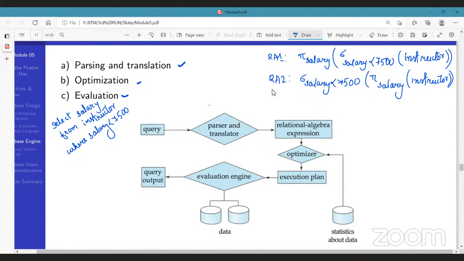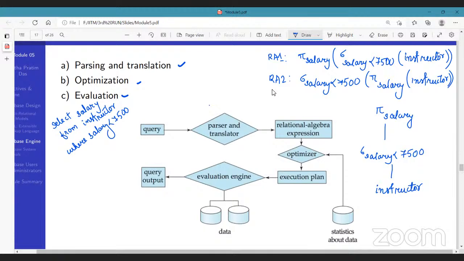The translator will generate the relational algebra in a query tree form. These relational algebra expressions are represented in query tree form by the translator. At first there is the column that needs to be returned or fetched, then the condition salary less than 7500, and then finally the table. So each SQL query taken as input by the parser and translator will be converted into a query tree, basically a relational algebra expression.